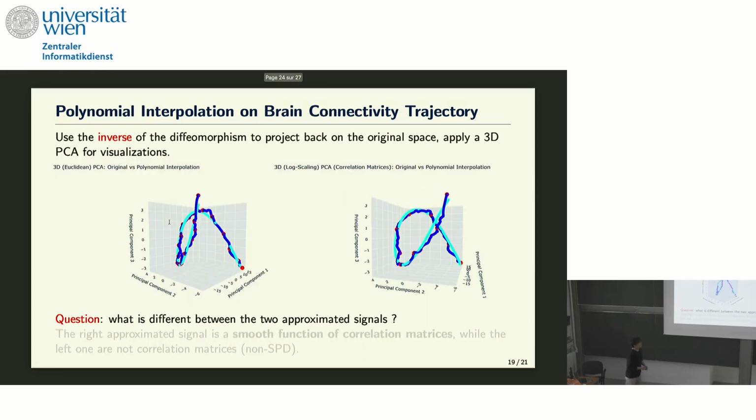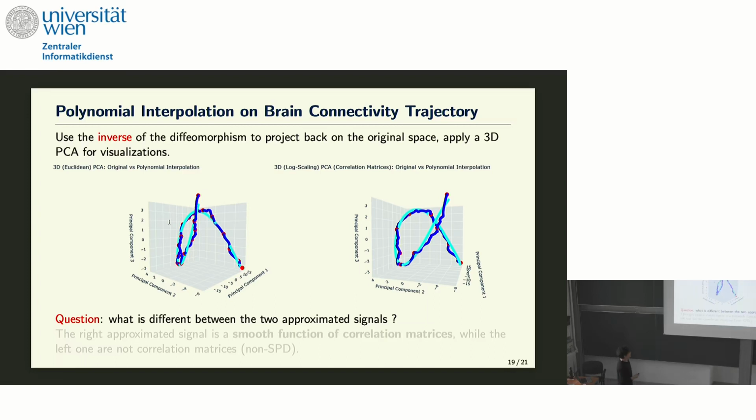Okay, now that I've done this, I can take my polynomial interpolation in my weird Euclidean space and transport it back, using the inverse of the diffeomorphism, into my original space. So both of these curves live exactly in the same space. In dark blue, I have the original signal, right? And in light blue, I have the interpolated signal.